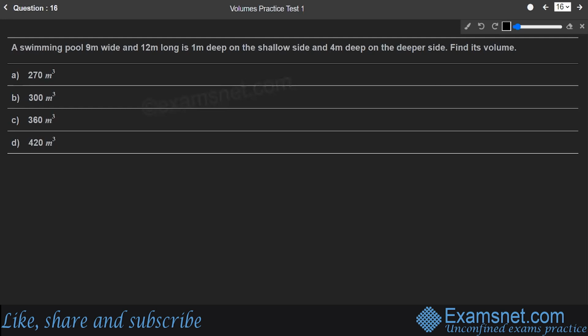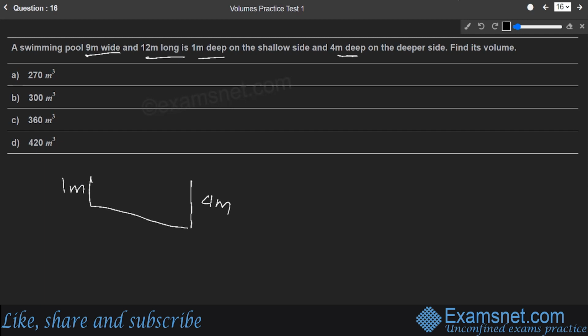Now the question says a swimming pool is 9 meter wide, 12 meter long, and 1 meter deep on the shallow side and 4 meter deep on the deeper side. So the swimming pool looks like this. On the deeper side it is 4 meter deep, and on the shallow side it is 1 meter deep. Length and breadth are given.